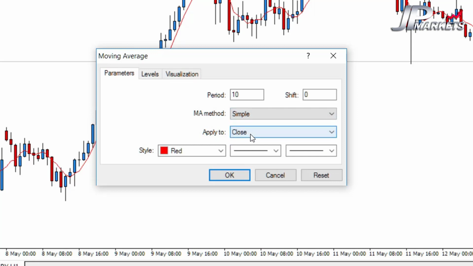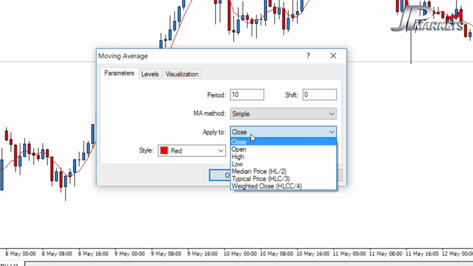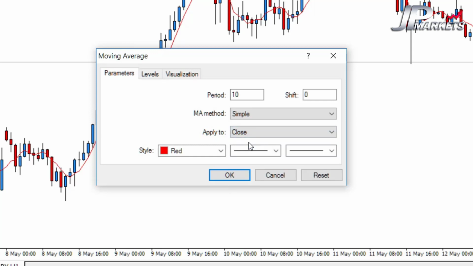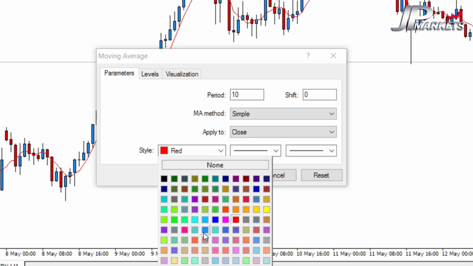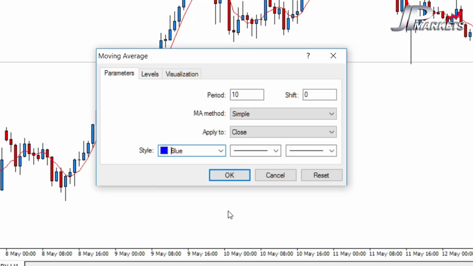Apply to is applying to which of the price levels. You'll see we have close, open, high, low, and then we have some other options here which we won't really be needing. The median price, typical, and weighted close. We're going to stick with the close price. And as for style, this is really just the color, and then how do you want it drawn. For this second one, I'm going to make it a blue color, but a darker blue than the one we used for the bull candles, just so it stands out a bit. And click OK.